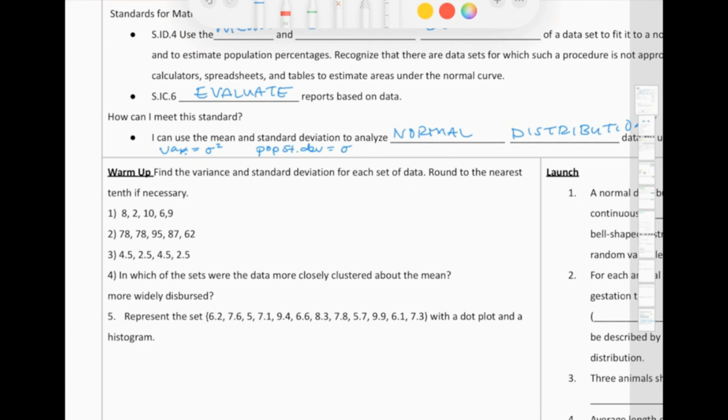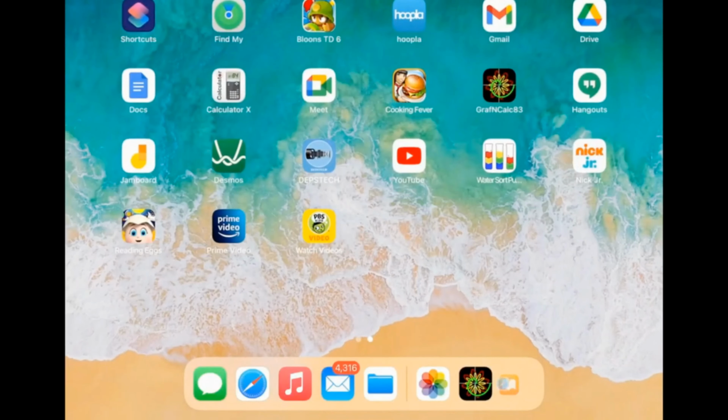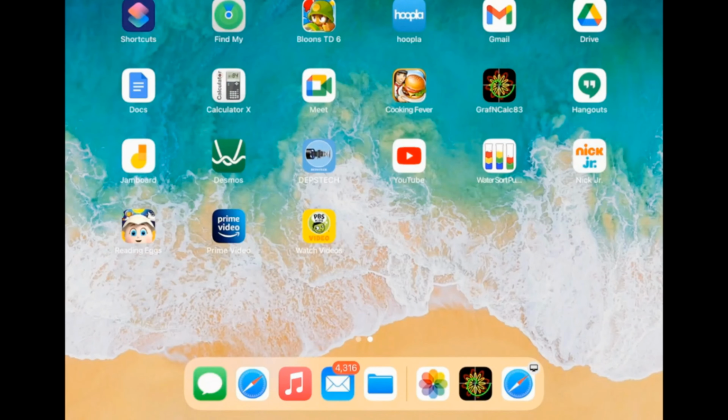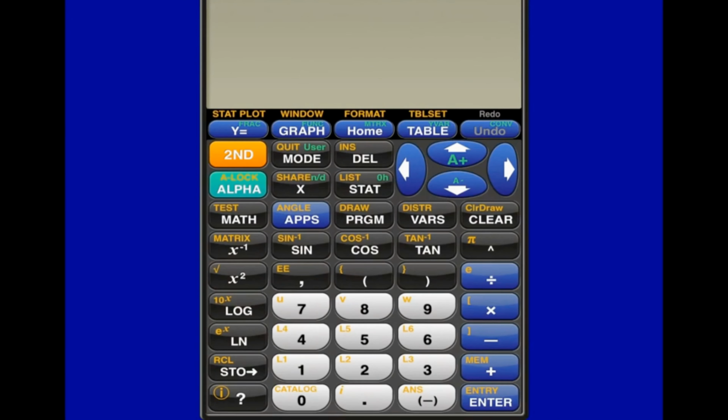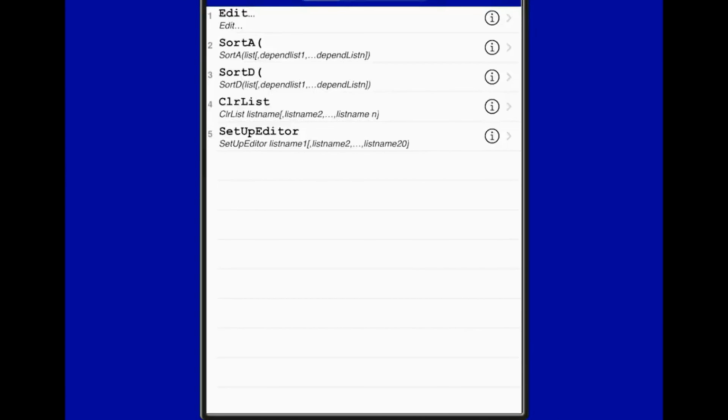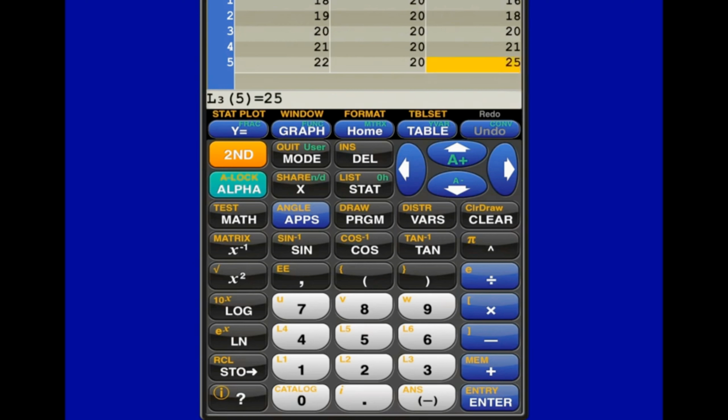Alright, it tells us to find the variance and standard deviation for each set of data, round to the nearest tenth if necessary. I'm going to plug in those three numbers into my graphing calculator. I'm using graphing calc 83 there. And I'm going to go to Stat, Edit, and go to the very top of your list, or you can just click there if you have a touchscreen tablet. Clear, Enter, Clear, Enter. And then we're just going to input those numbers.